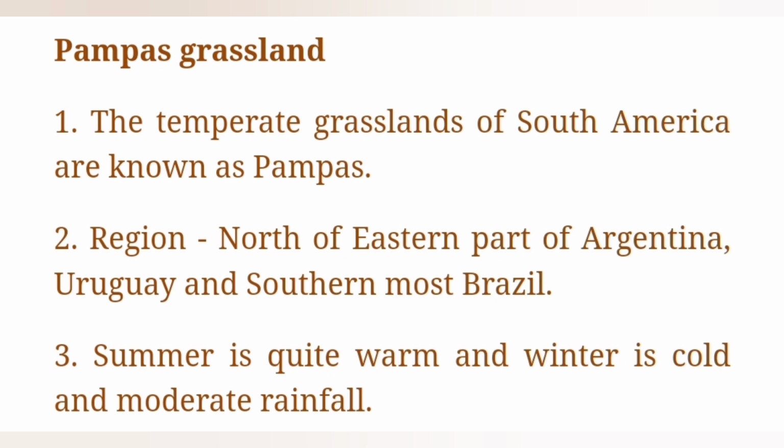Next one, pampas grassland. First point, the temperate grasslands of South America are known as pampas. Second point, region, north of the eastern part of Argentina, then Uruguay and southernmost Brazil. Third one, summer is quite warm and winter is cold, and the rainfall is moderate.